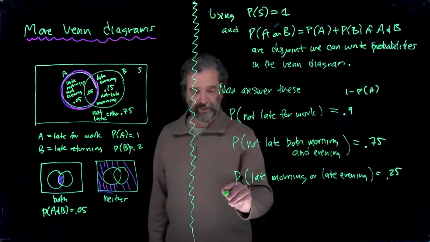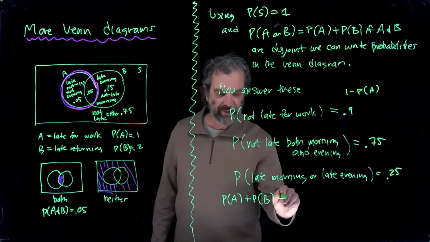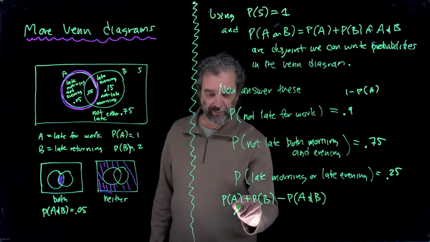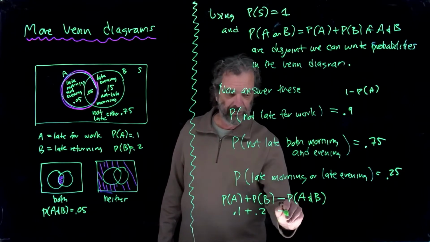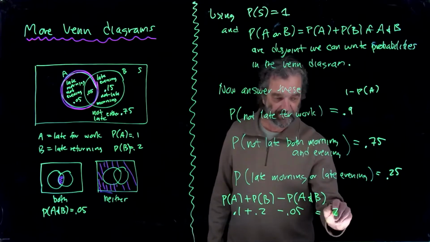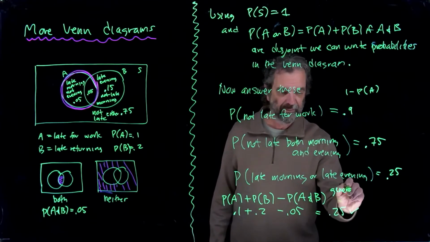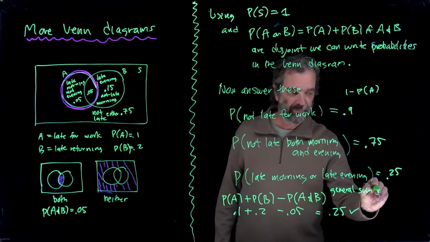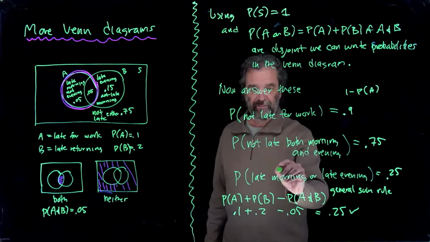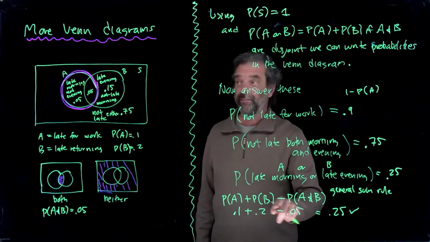And we can check that that's the same as we might expect. Probability A plus probability of B minus the probability of A and B. You can just see it up there. That's 0.1 plus 0.2 minus 0.05. And that's 0.25, yeah. Check. So that's our general sum rule. That if you want the probability of A or B, you take the probability of A plus the probability of B and subtract off the probability of A and B. That's our general sum rule.